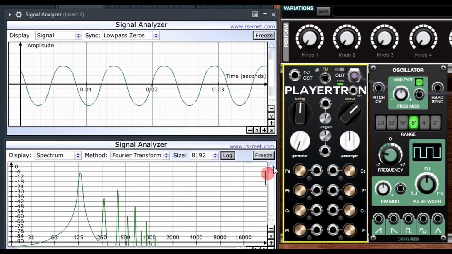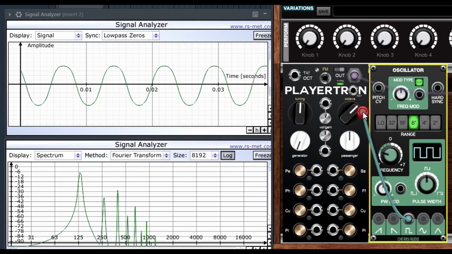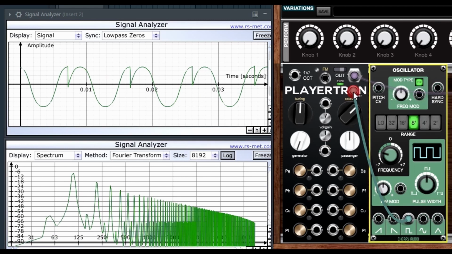The reset input jack here, which mimics the letter O in the name Playertron, lets us sync the module's waves. So let me patch in a synchronizing wave. Okay. There are two kinds of sync, which here are called Hardsync and Softsync.